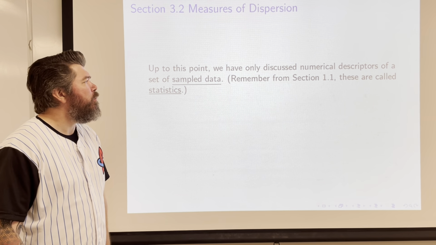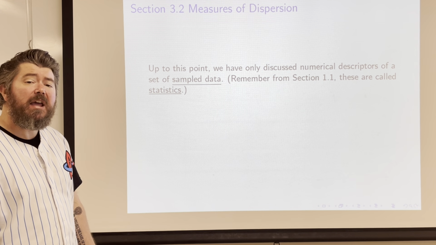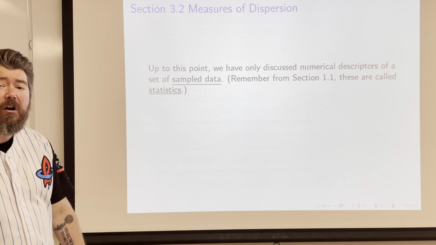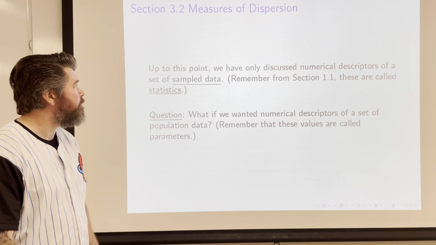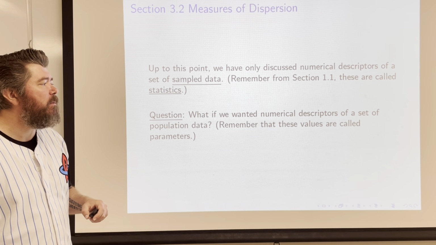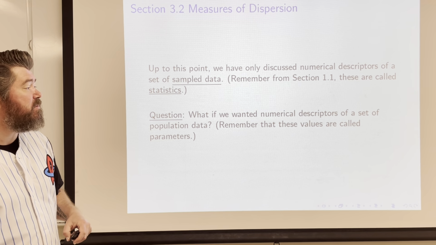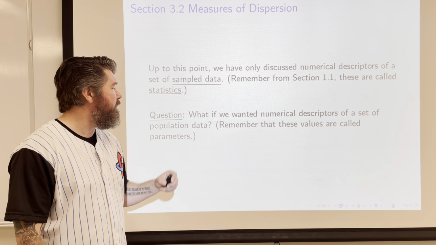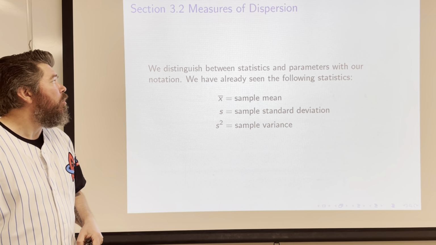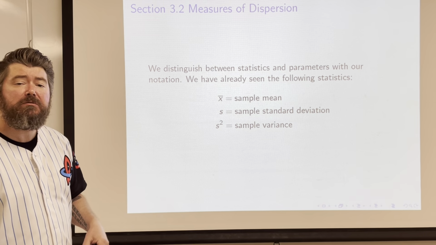Up to this point, we have only discussed numerical descriptors of a set of sampled data. Remember from section 1.1, these are called statistics. What if, however, we wanted numerical descriptors of a set of population data? Remember again from section 1.1 that these values are called parameters. We distinguish between statistics and parameters with our notation.